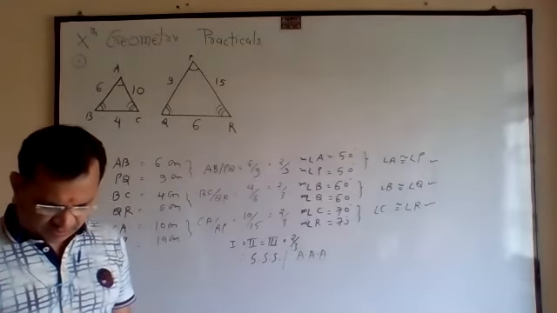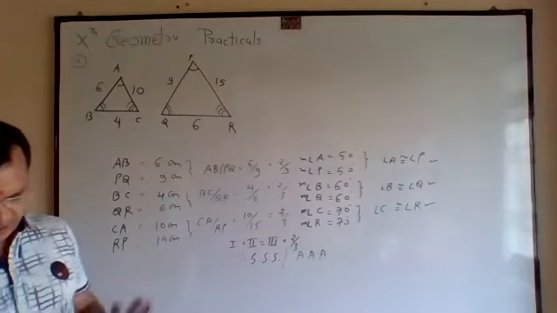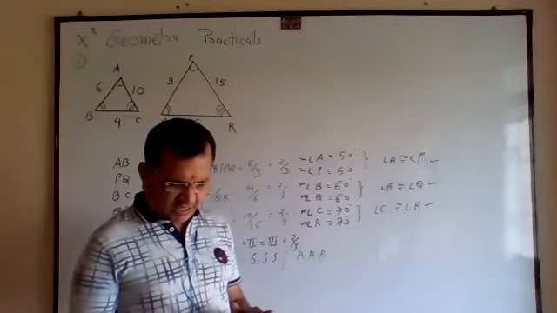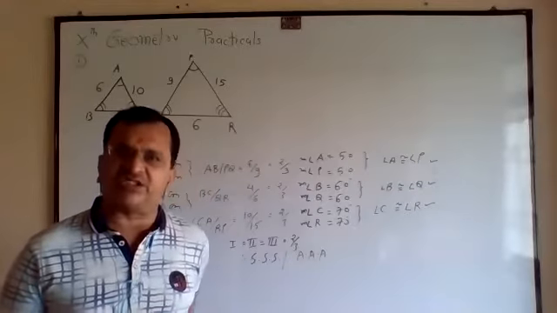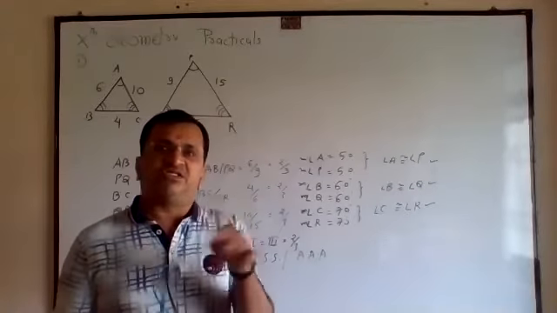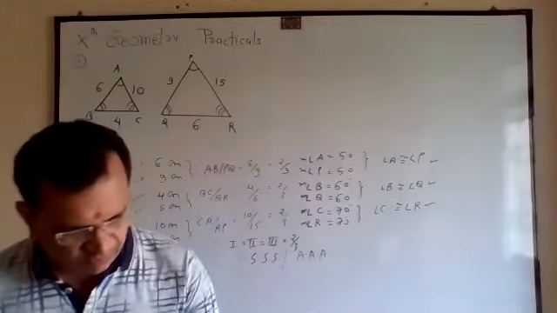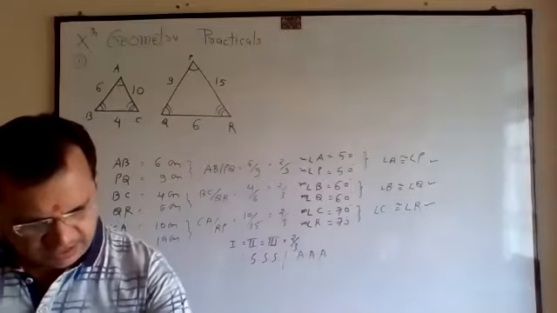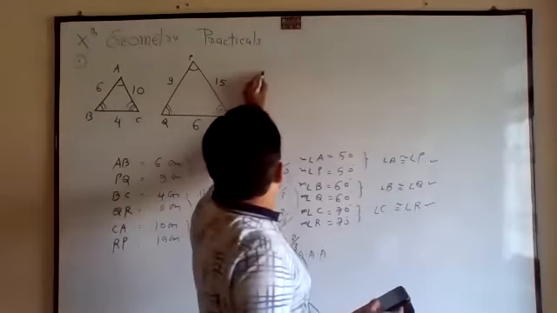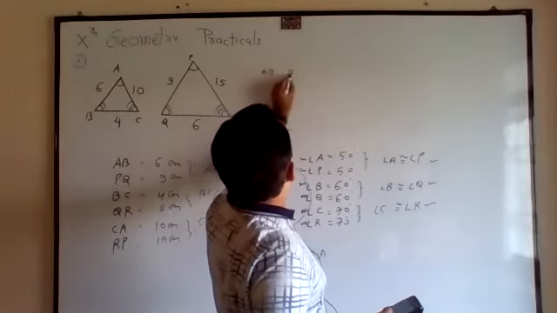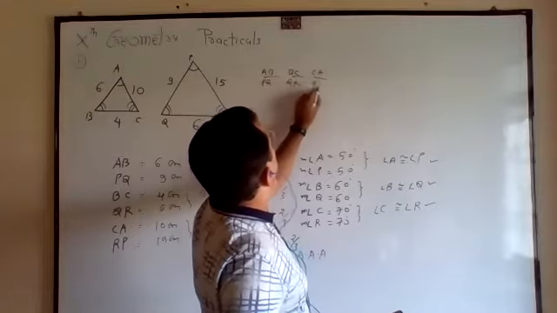Now come to page number 26. Homework. Write the corresponding components of ABC, PQR to verify the SSS test. This is the SSS test of similarity, so you will not write equal. What will you write? Homework question number 1, corresponding: AB, BC, CA, PQ, QR, RP.